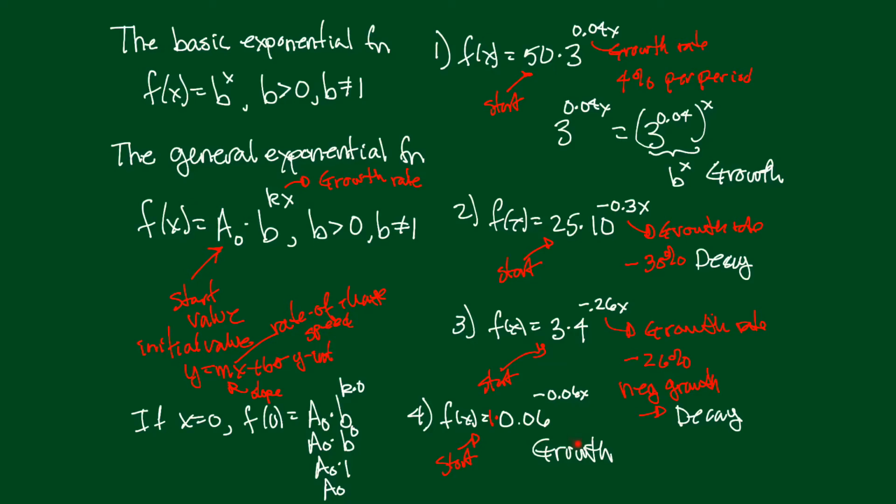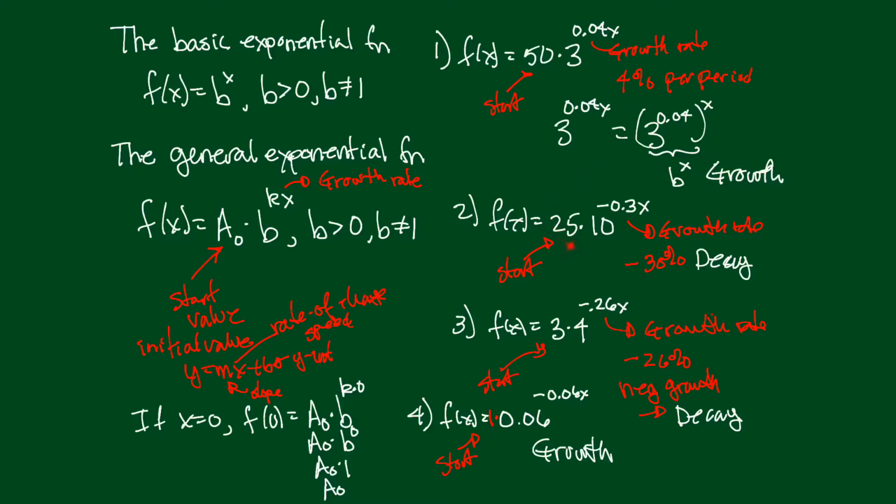Come all the way back up here to number 1. So what are you saying? A growth function or a decay function? So I'm thinking this. The base is bigger than 1. This growth rate is positive. So I'm thinking positive growth, right? If b is bigger than 1, you have growth. This is positive. So I'm thinking positive growth. Positive growth, that's growth. So this is a growth function.